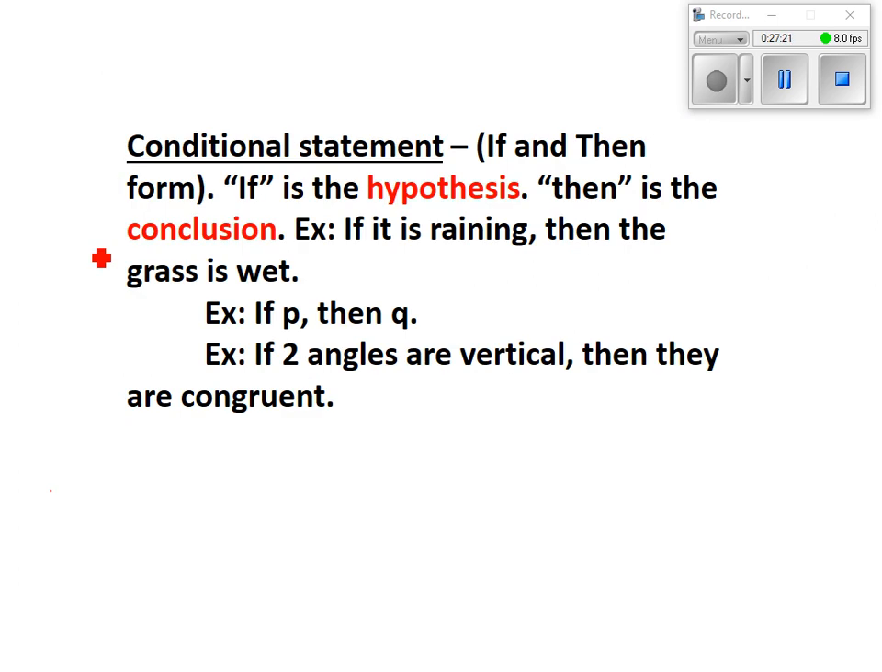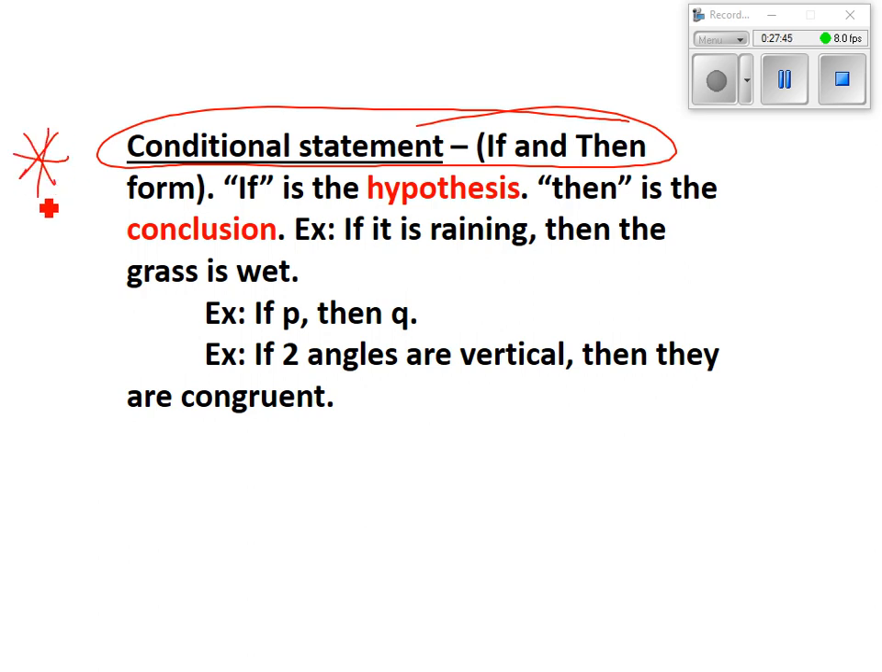Conditional statement, we talked about this a second ago. A conditional statement is also called an if and then statement. Very important that you know that. If and then and conditional statement mean the same thing. From here, this part right here that we're on right now, down to here, you might want to put some big asterisks beside all of this because this is going to be the most important stuff today. What a conditional statement is, and then on the next slide, the converse, inverse, and contrapositive statements.